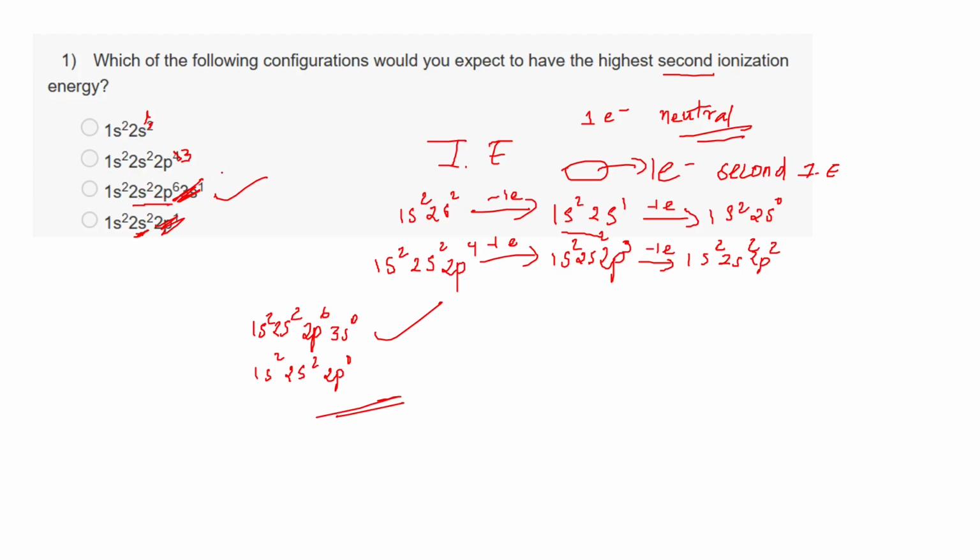If the stability is more, it means that the energy required to remove that electron will be so high. So because of that, this third option will have the highest second ionization energy. So do you guys have any doubts in this question? No, ma'am. Okay, so I'll move on to the next.